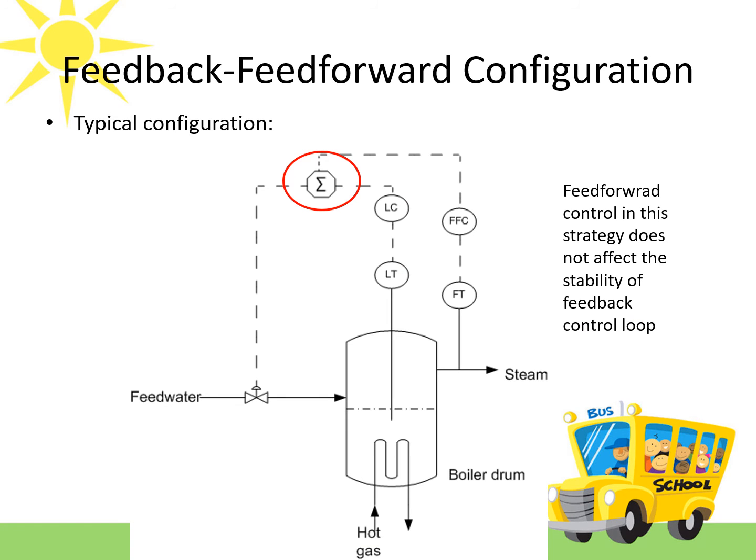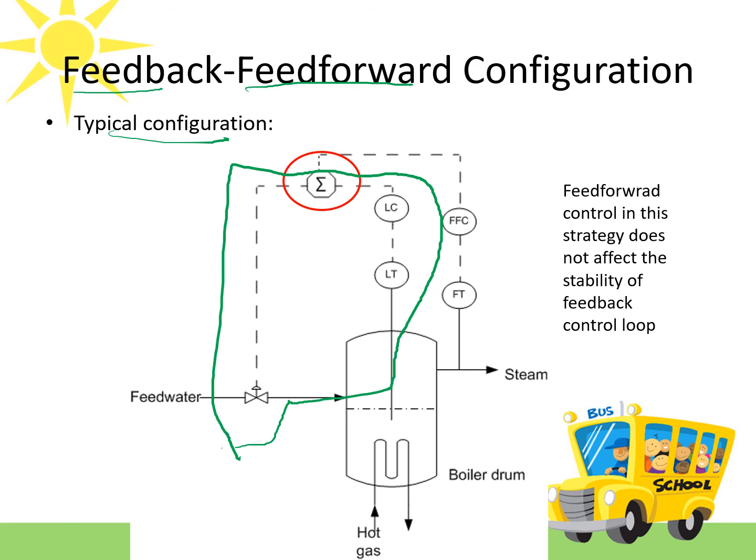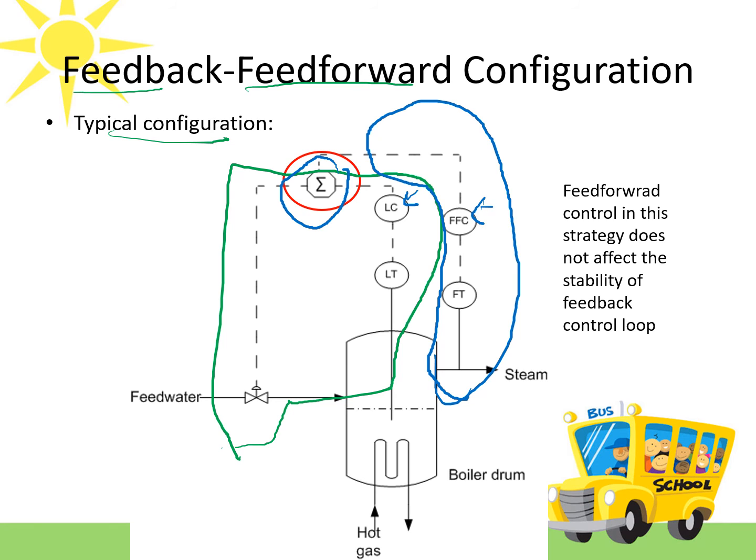This is the typical configuration of a feedback plus feed-forward control system. As you can see here, you have the feedback controller, feedback element, and then you also have the feed-forward element here. And then you have the summing function here to sum up the controller output from both the feed-forward controller and the feedback controller, and then it will send the corrective action to the final control element.